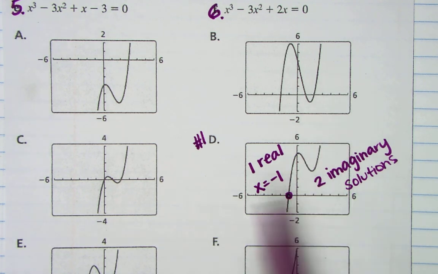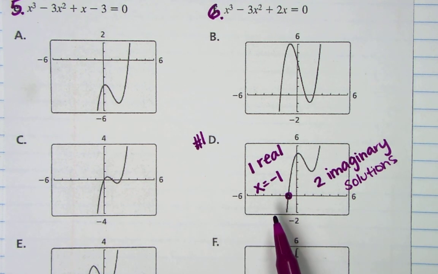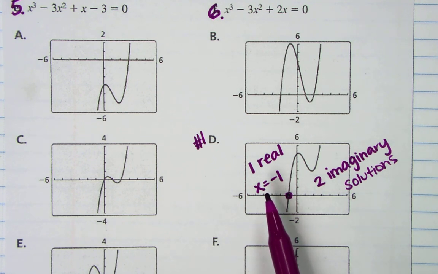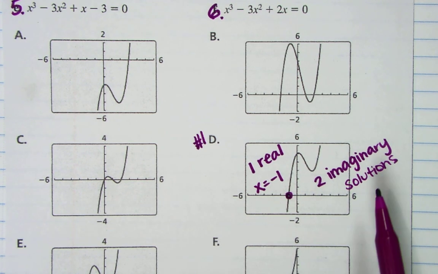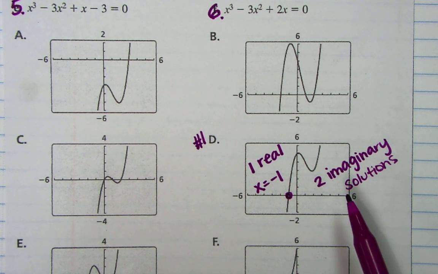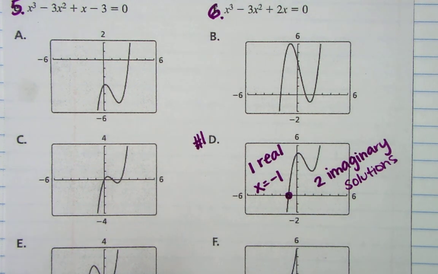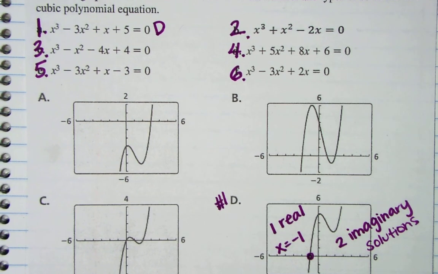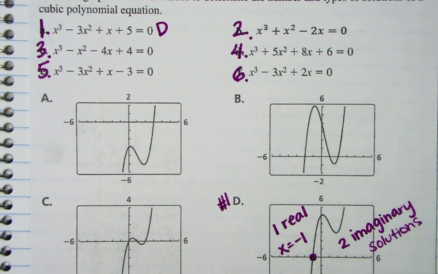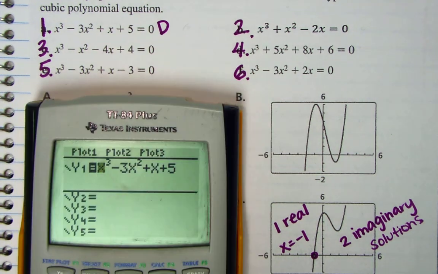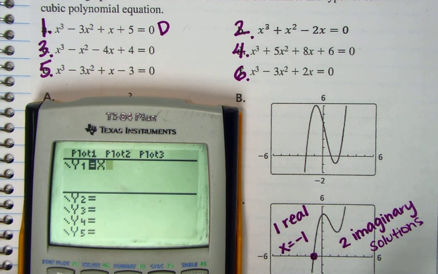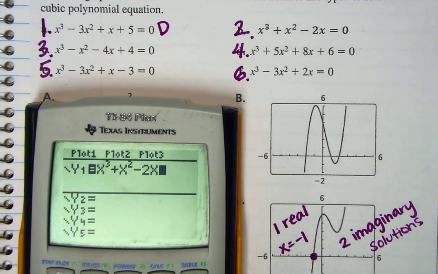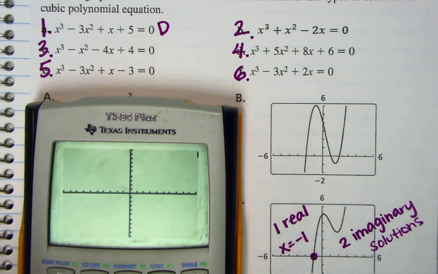Okay, so we're going to do this on every one of our graphs. We're going to label the real and imaginary solutions, and the real ones we're going to note. The imaginary solutions, again, you can't figure out using the calculator. I'm going to show you on the next problems how to solve for them and how to get those answers. So let's go ahead and do number 2 together. We're just putting them in y equals and then matching it with the graph.